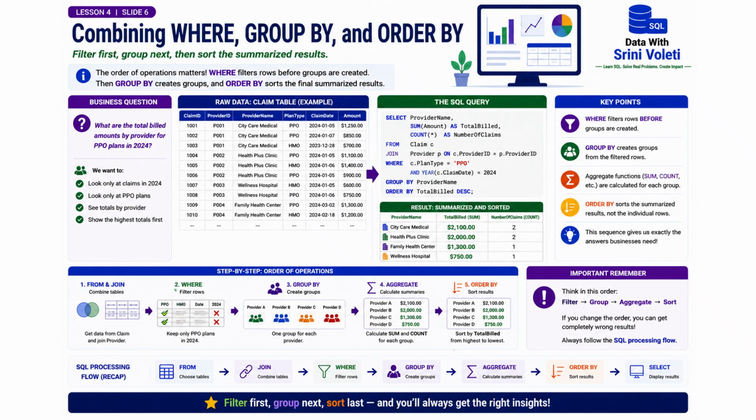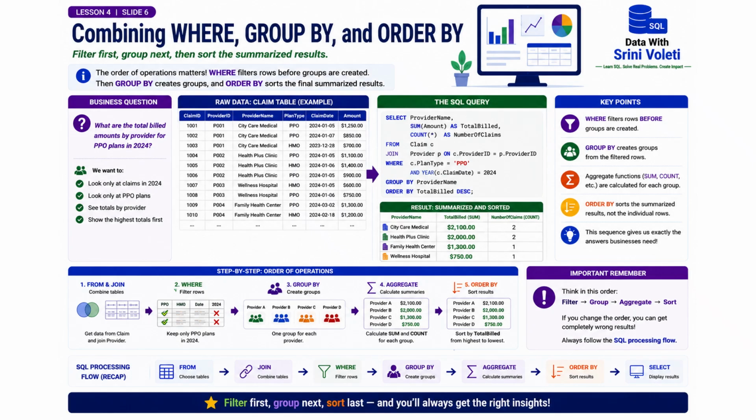Finally, SQL applies order by. Notice that we are no longer sorting individual claims. We are sorting the summarized results. In this example, the providers are sorted from the highest total billed amount to the lowest. This makes it very easy for a manager to immediately identify the top performing providers.